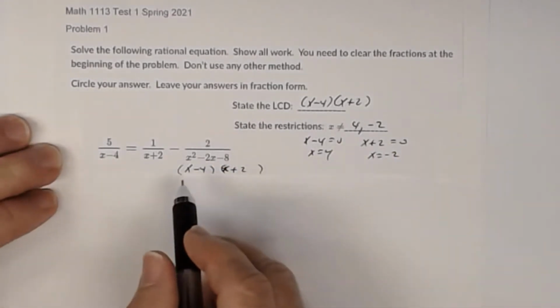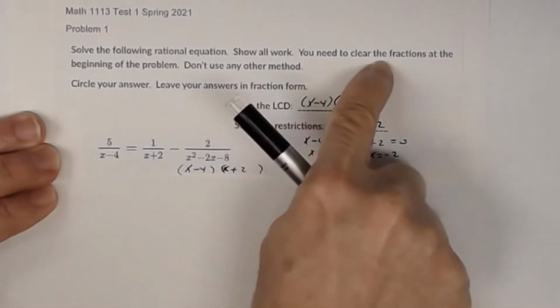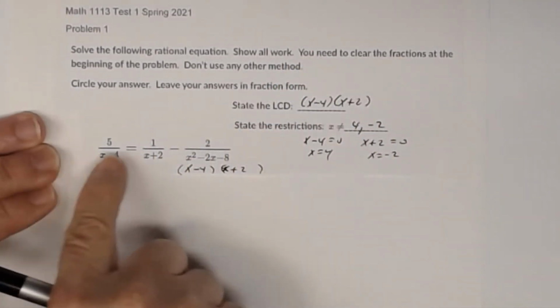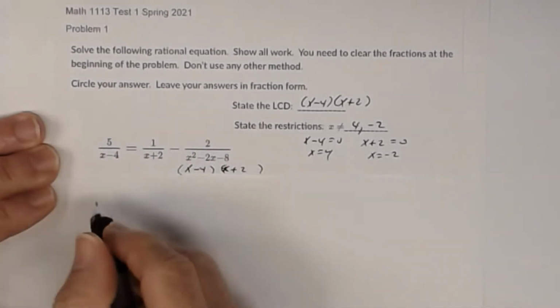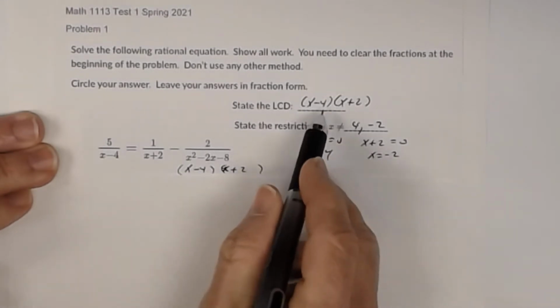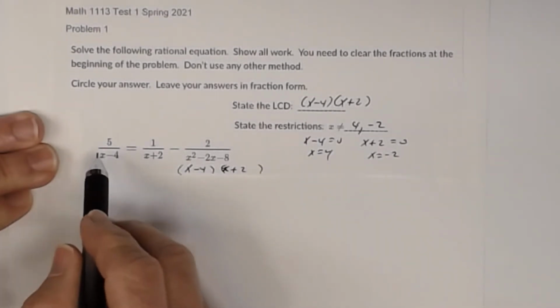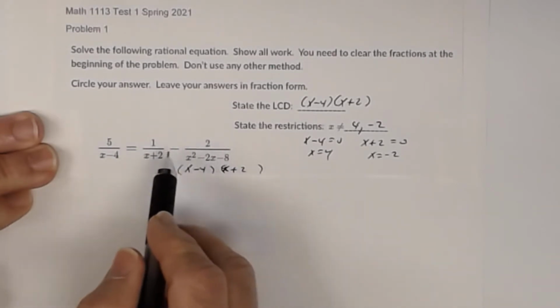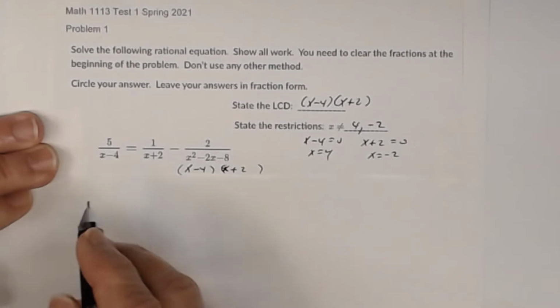All right, now once you do all that, then the next step is to clear the fraction at the beginning: multiply both sides by the least common denominator. So what you had to do was this. You had to say, all right, my least common denominator is x minus 4 times x plus 2. And notice that on the left side, there's only one rational expression. On the right side, there are two. So we're going to put this right side in parentheses in the next step.